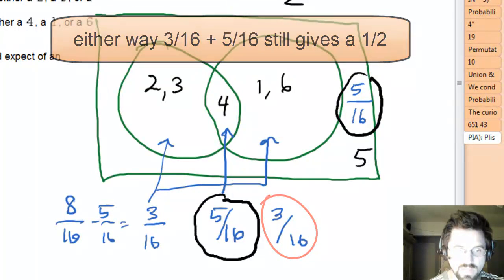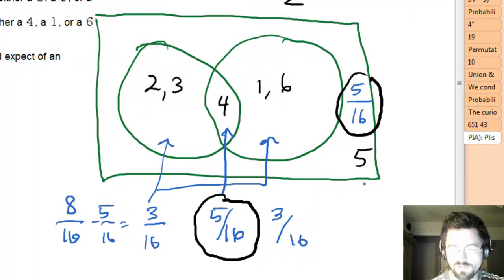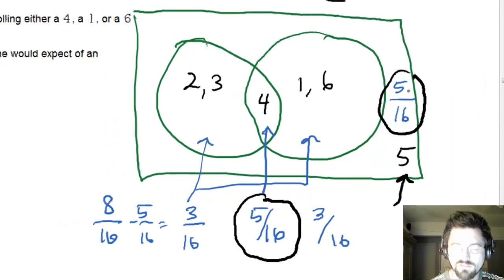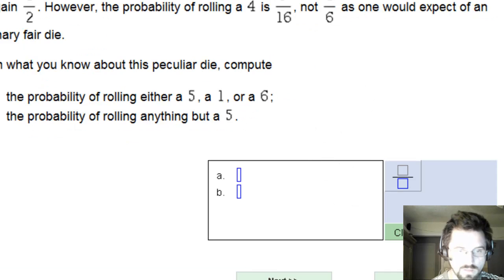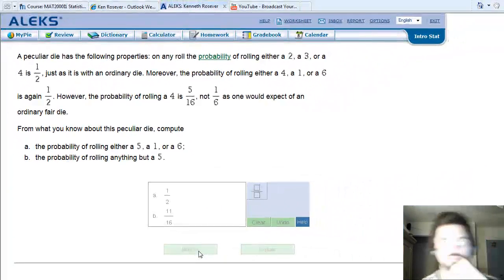The probability of rolling anything but a 5: the 5 is out here, valued as a probability of 5/16. So not rolling it is 11/16. So it's 1/2 and 11/16, and we're done. And I'll add that to my pie.